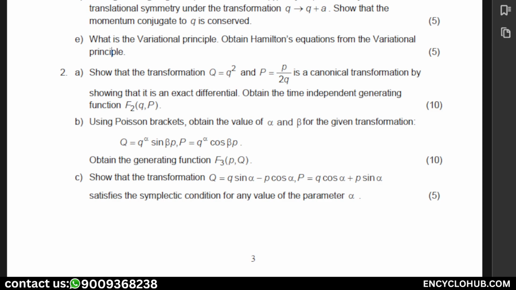The question number 2A is: show that the transformation Q = q², P = p/2q is a canonical transformation by showing that it is an exact differential. Obtain the time independent generating function F2(q, P). So we have prepared according to the numbers, which is 10 marks.